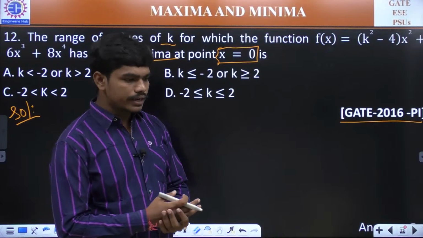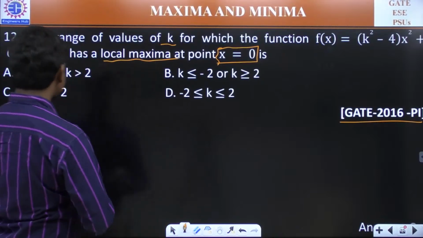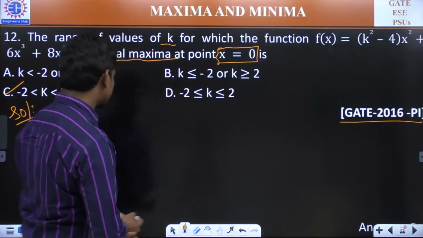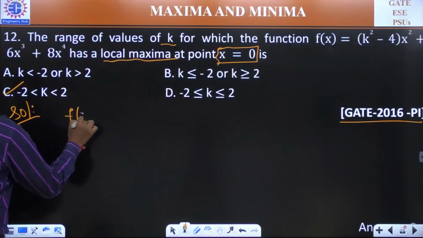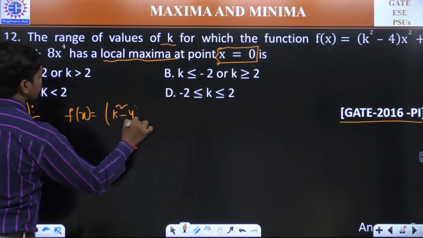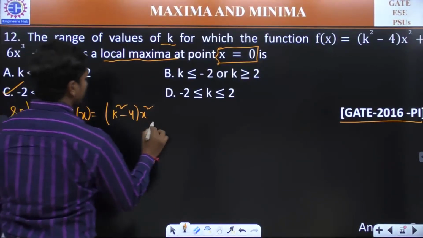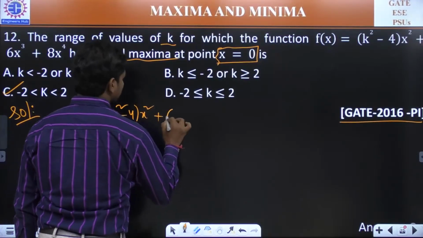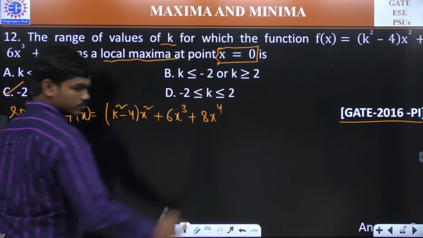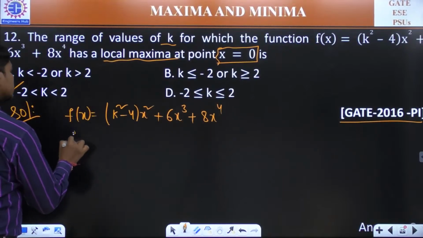C is the answer? Yeah, correct. Good, Lokesh. C is the correct answer actually. So let us try to solve this. What is f of x? (k square minus 4) into x square plus 6x cube plus 8x power 4. Correct? Now what is f dash of x?